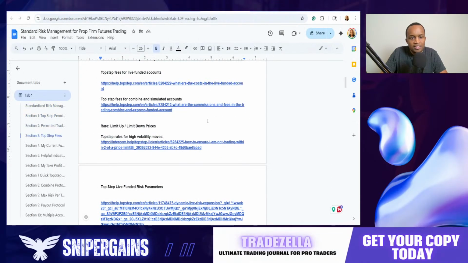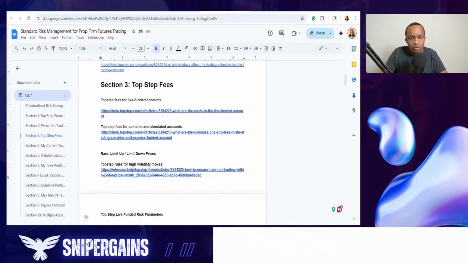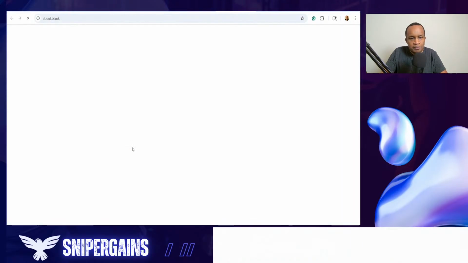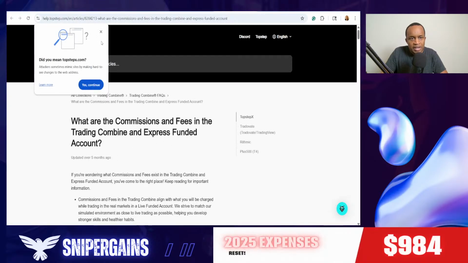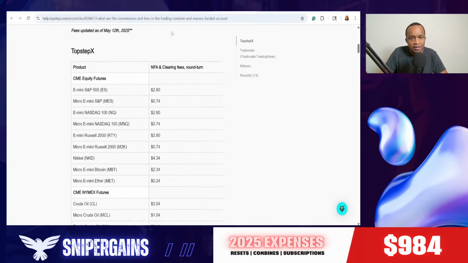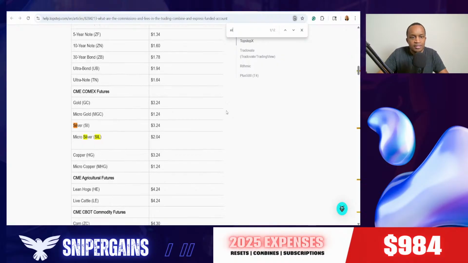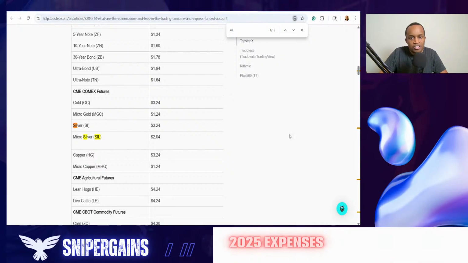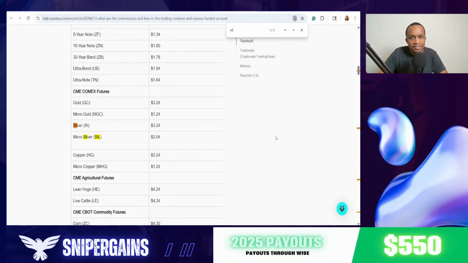This is just for me. It's like a little guide of rules that I've set up over the years to kind of keep me accountable, help me to grow the accounts properly. But anyway, this is what you guys really care about right here, about the fees. So let's just say I wanted to trade SIL. I would just do Control F, SIL. Bam. It's going to be $2.04 per contract. So I'm going to keep that in mind.